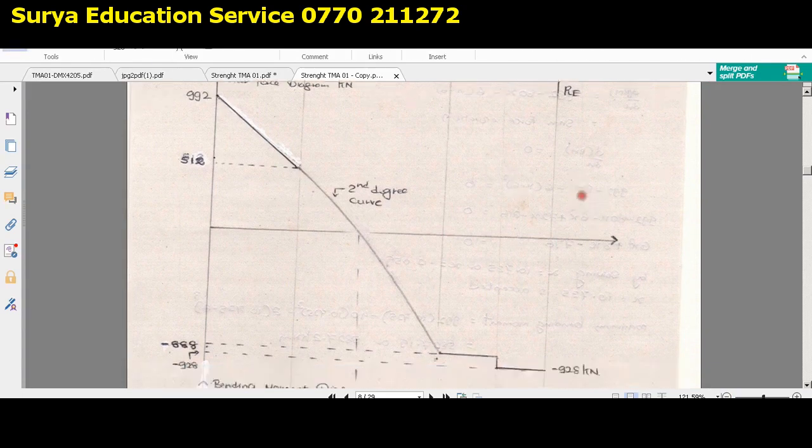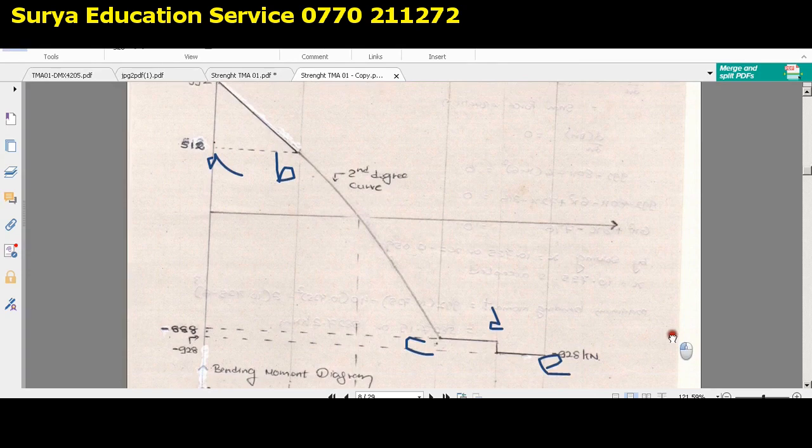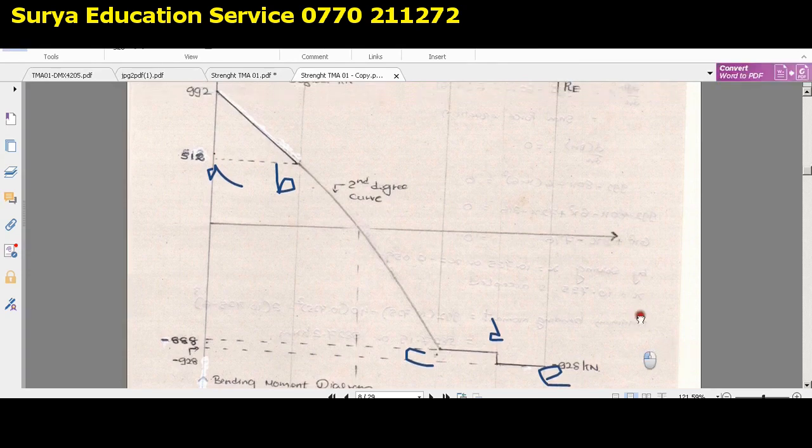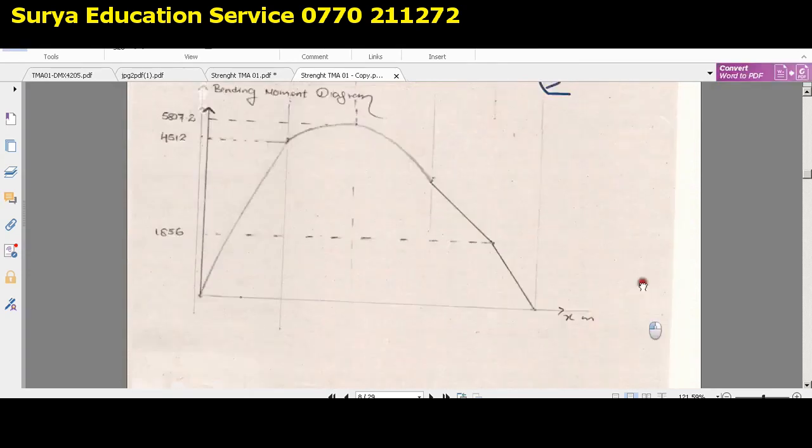Right, so now you know how A to B comes, how B to C comes, how C to D comes, and how D to E comes. Now you know that very logically. So I think everything is clear now. The shear force diagram is clear. So now we will focus on how the bending moment diagram comes, the next one.